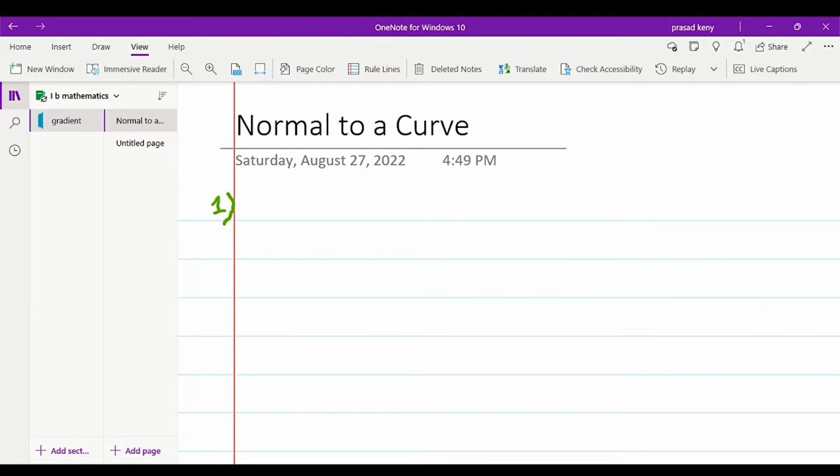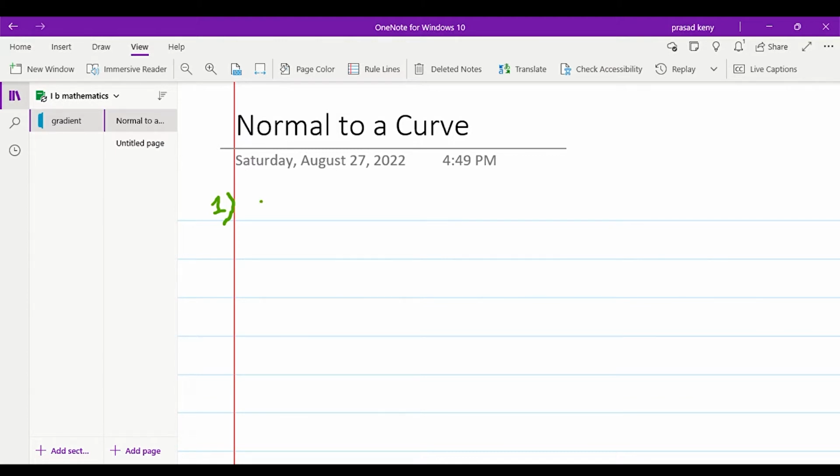Also, we have seen the relationship between the gradient of tangent and the gradient of the normal. Since tangent and normal are perpendicular to each other, the product of their gradients is -1. Or I can say that the gradient of normal is the negative reciprocal of the gradient of the tangent. So today we'll see a problem on this.